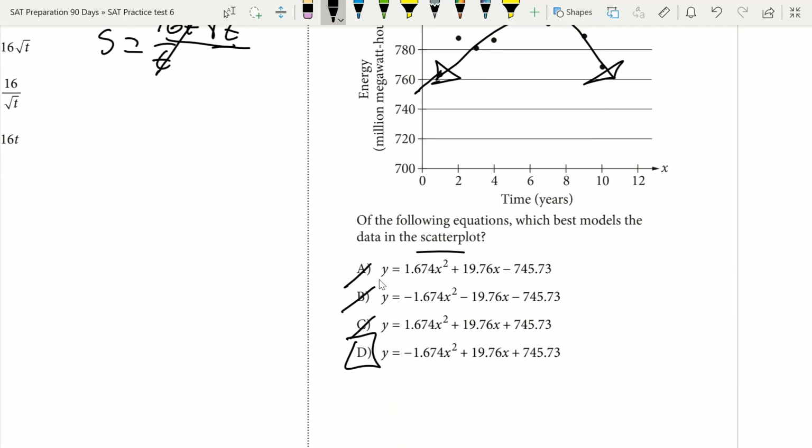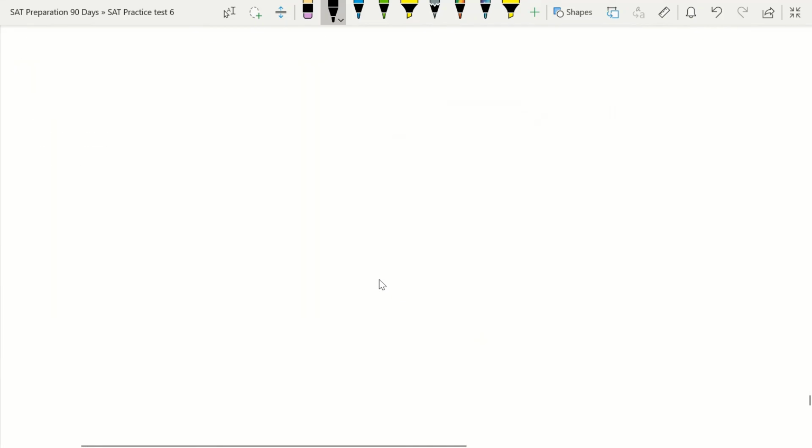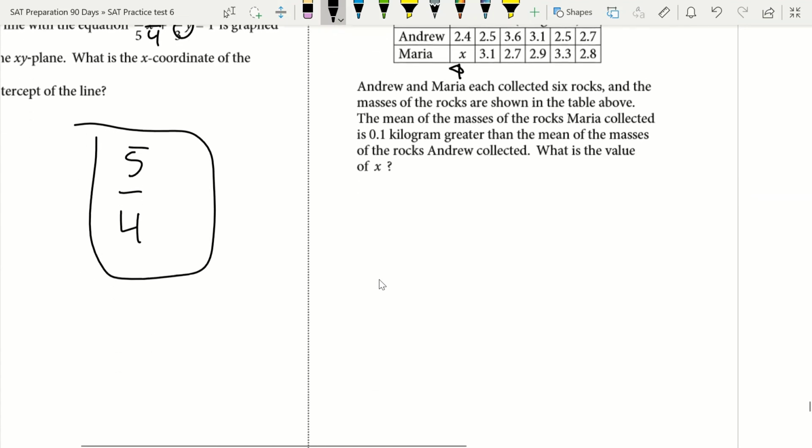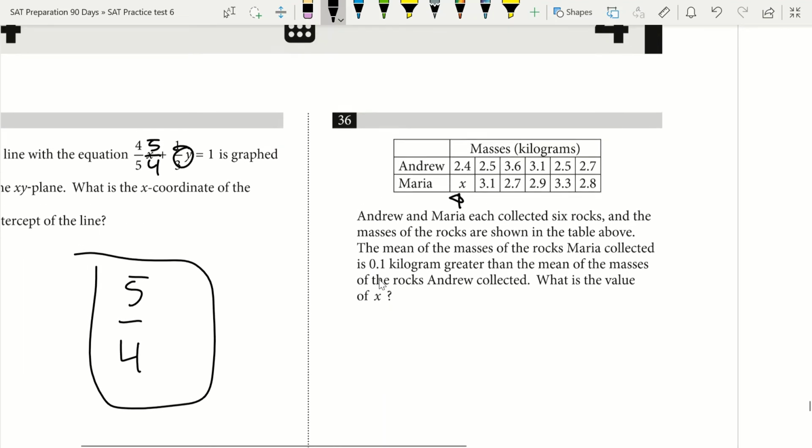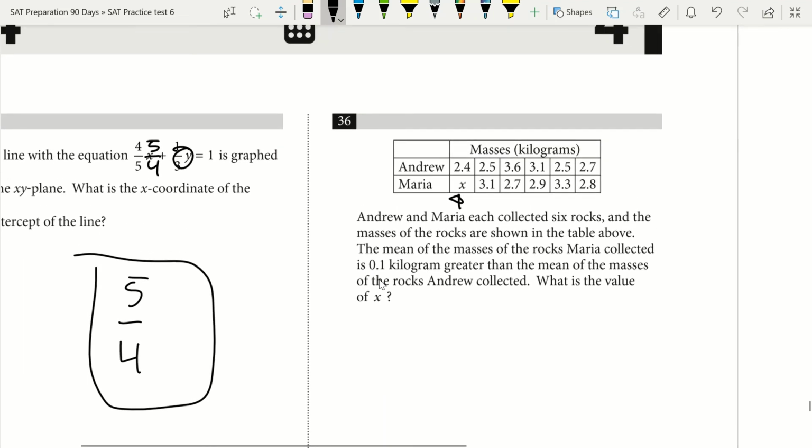At this point, I go down and I answer my last three problems remaining. In this case, they're on the free response. Okay, so you notice how I'm following my pacing guide that I showed you before. So we have Andrew and Maria collected 6 rocks. The masses are shown above. The mean of the masses of rocks Maria collected is 0.1 kilogram greater than the mean of masses of the rocks Andrew collected. What's the value of x?